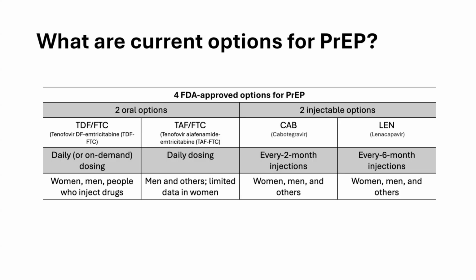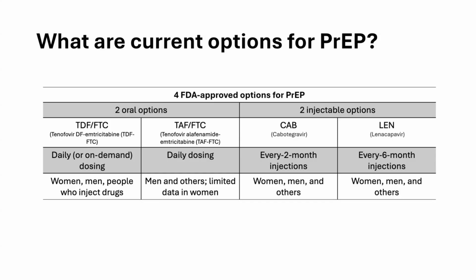We do now have more data, and it looks like when this medication is taken as prescribed, it does prevent HIV in women as well. But the amount of data we have on that topic is relatively small compared to the amount of data we have for some of the other PrEP drugs.